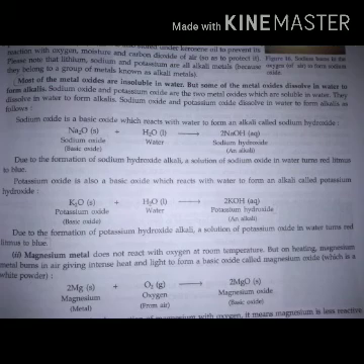Due to the formation of sodium hydroxide alkali, a solution of sodium oxide in water turns red litmus to blue. Potassium oxide is also a basic oxide which reacts with water to form an alkali called potassium hydroxide. Due to the formation of potassium hydroxide alkali, a solution of potassium oxide in water turns red litmus to blue.